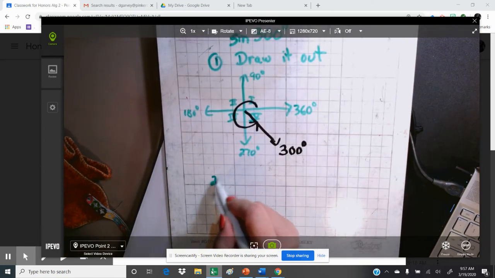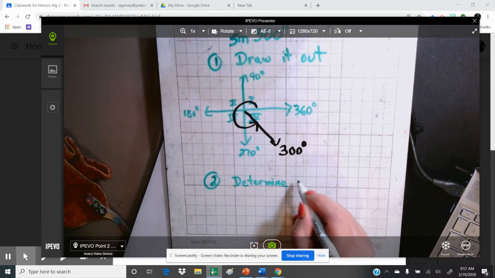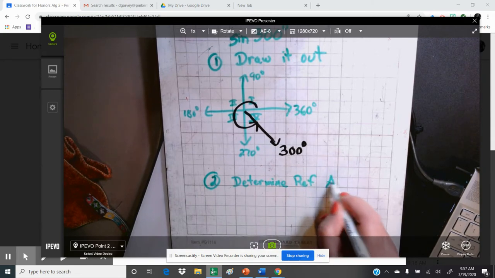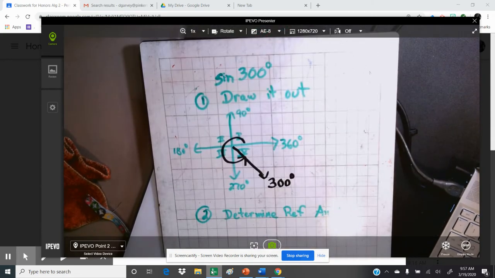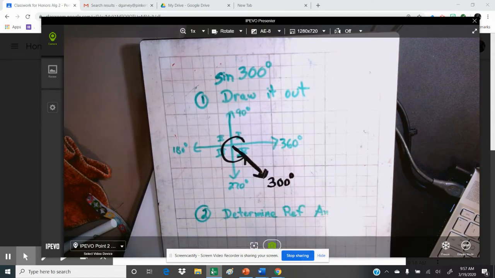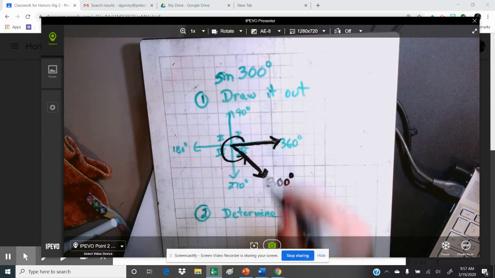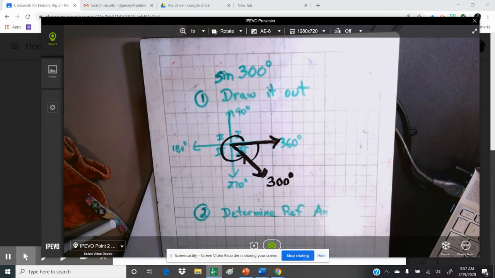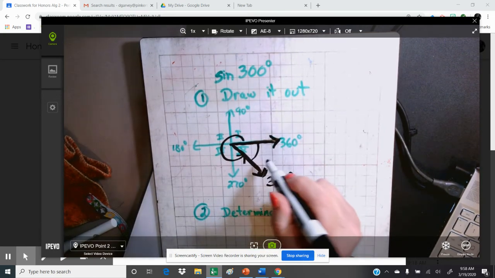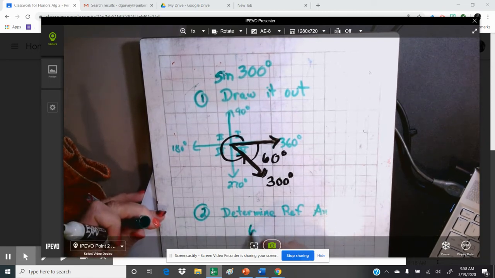The second step is to determine the value of the reference angle. If you remember, the reference angle is defined as the angle formed by the terminal side, so this side right here, and the closest x-axis. Well, in this case, this here is the closest x-axis, so this angle right here is going to be my reference angle. If I'm at 300 and I'm going to 360, we know that this reference angle has to be 60 degrees.